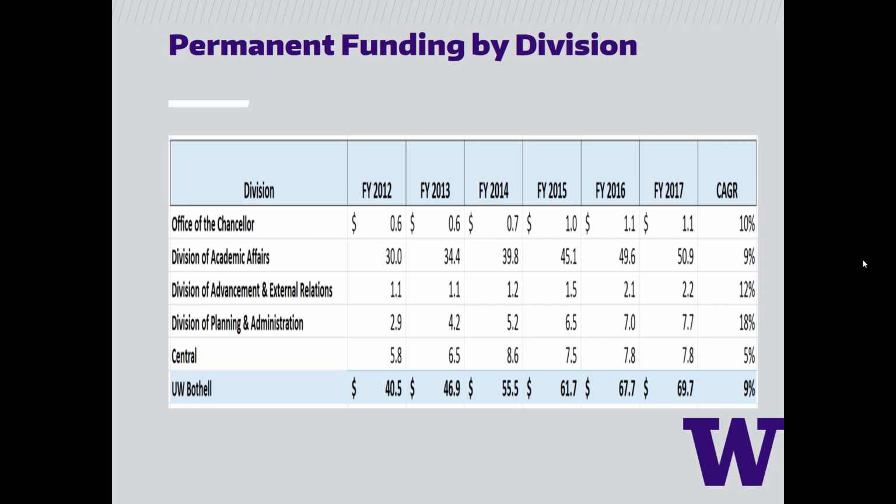You can see across the University of UW-Bothell, the permanent funding across campus has increased by approximately 9%, with that allocation being spread across the Office of the Chancellor, who has grown at a CAGR rate of 10%, the Division of Academic Affairs at 9%, Division of Advancement and External Relations at 12%, and the Division of Planning and Administration at 18%.